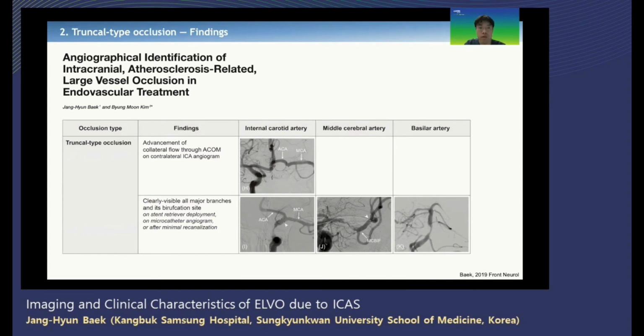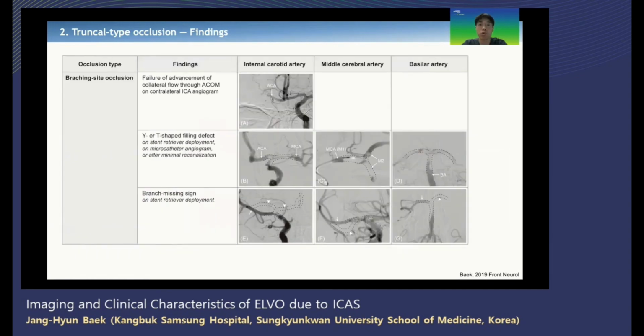Without the cross-collateral flow, we can see whether its bifurcation site is intact by deployment of stent retriever, microcatheter angiogram, or after partial or minimal spontaneous recanalization. Among them, the deployment of stent retriever is the most common situation in which you can identify the occlusion type.